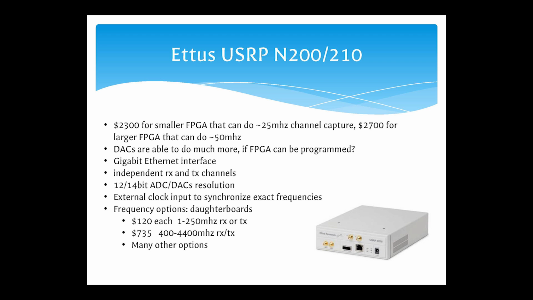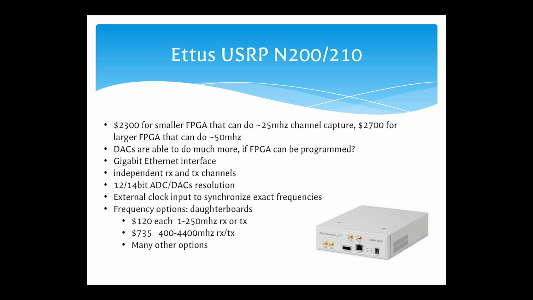There's 2 versions. It costs $2,300 for the smaller version with FPGA, a signal processor that can do capture of a 25 megahertz wide channel, or $2,700 for a larger signal processor that can capture a channel 50 megahertz wide. The digital to analog converters can do even wider if you know how to program the FPGA to do that. It has a gigabit Ethernet interface to the PC, and it has independent transmit and receive channels, so you can do both at once.